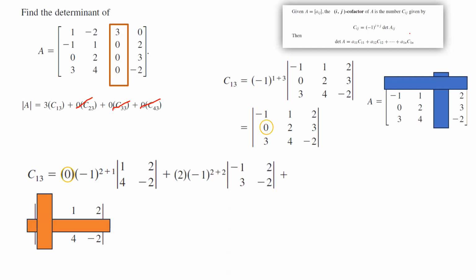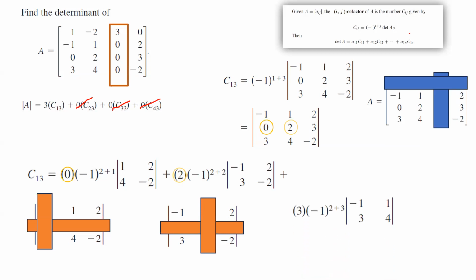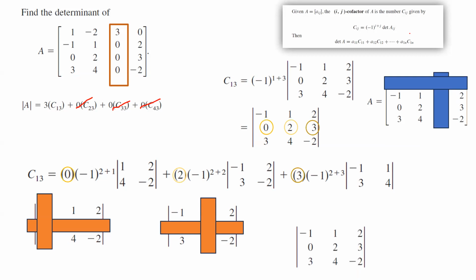Then the next value is 2 multiplied by -1 to the power 2 plus 2 times the determinant of this 2 by 2 matrix. And again, where does it come from? Since we are getting rid of the second row and the second column, we end up with a 2 by 2 matrix. And finally, the last entry is 3 multiplied by -1 to the power 2 plus 3 times the determinant of this 2 by 2 matrix. Again, we are getting rid of the second row and the third column, so that's how you end up with this 2 by 2 matrix.